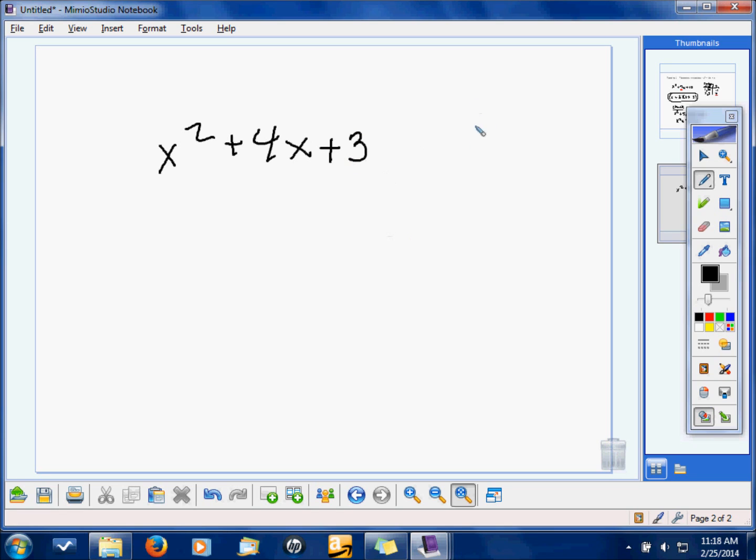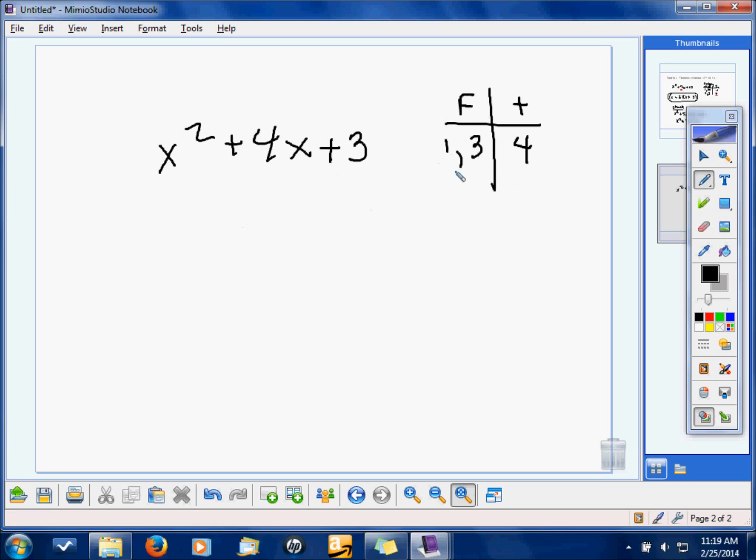Okay? So we're going to make our little chart here. This is going to be the factors, and this is going to be the sum. What's your factors, Alexis? 1 and 3? That's really the only one, right? Yeah. And that gives you a 4?